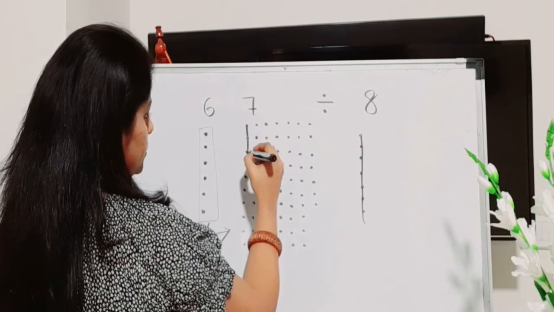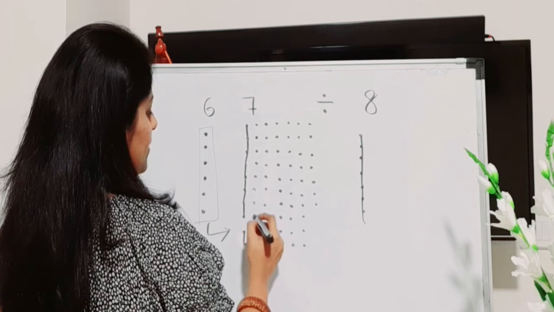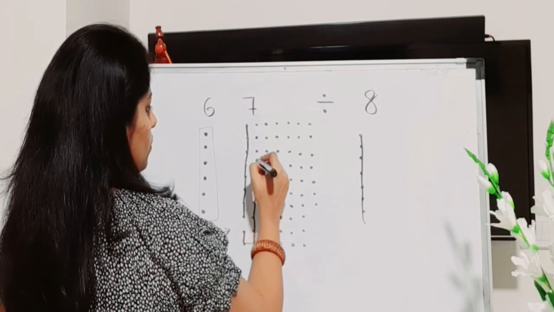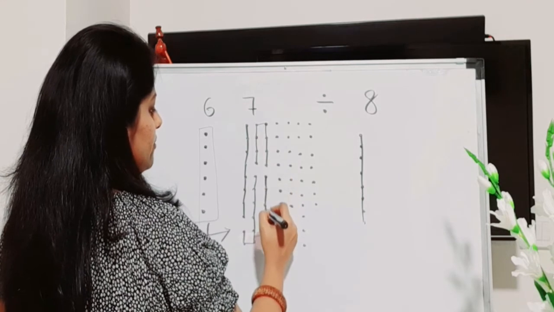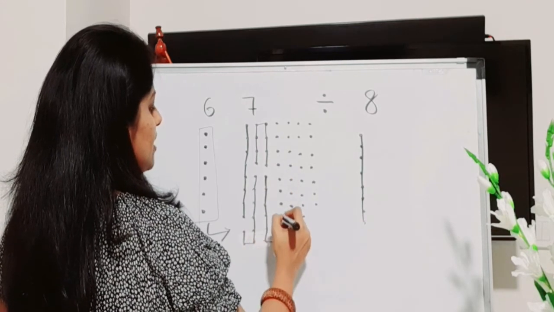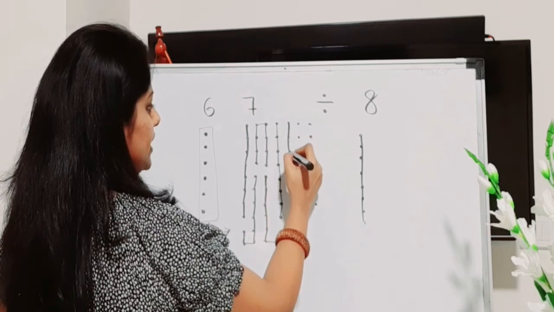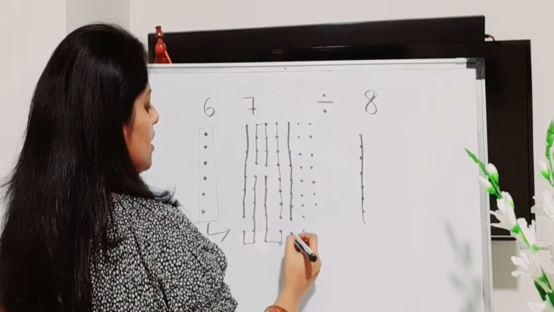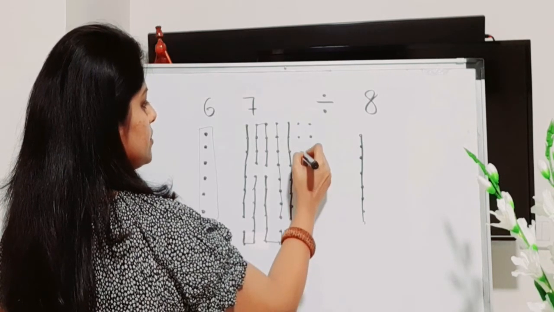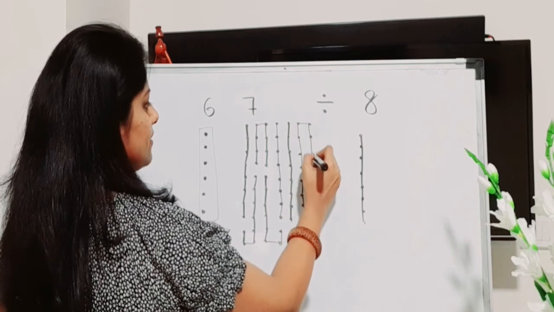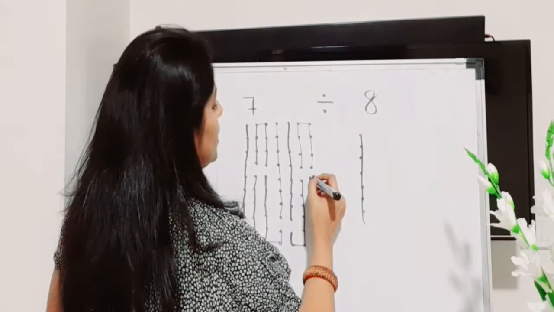So 1, 2, 3, 4, 5, 6, 7, 8. Then again 1, 2, 3, 4, 5, 6, 7, 8, and we keep forming groups of 8, eight groups in all. We have 3 more remaining, but do we have any column next to it?